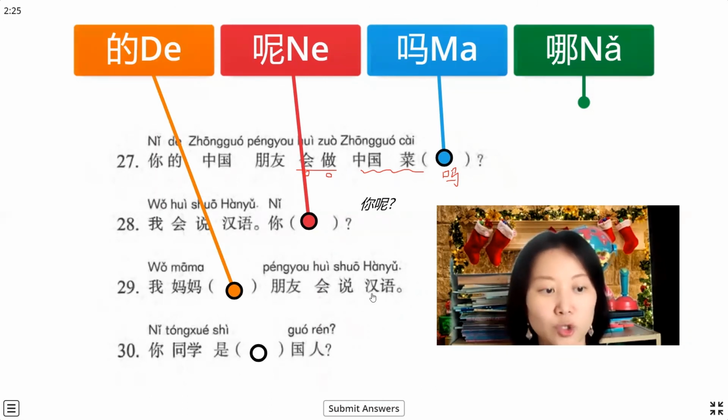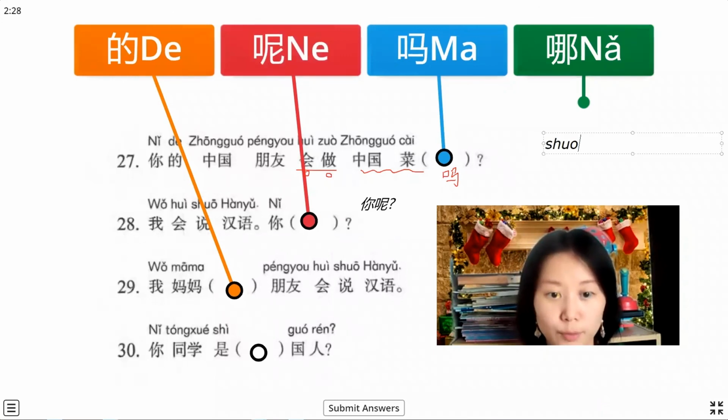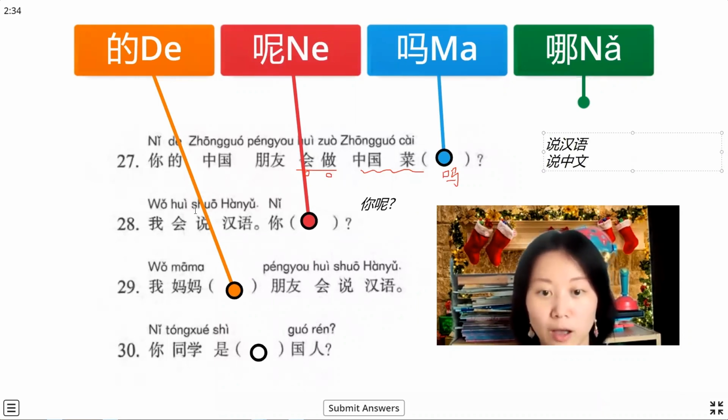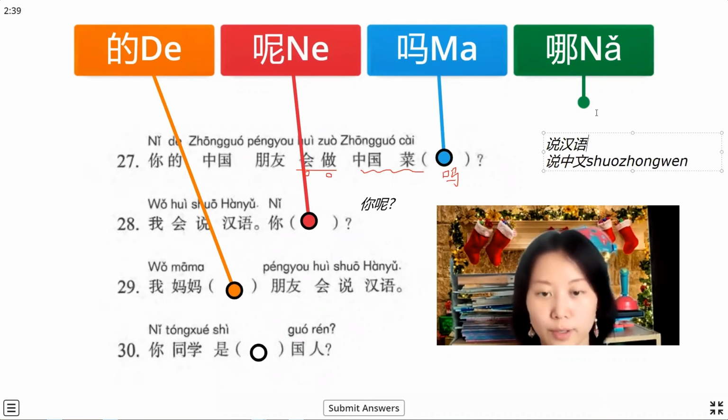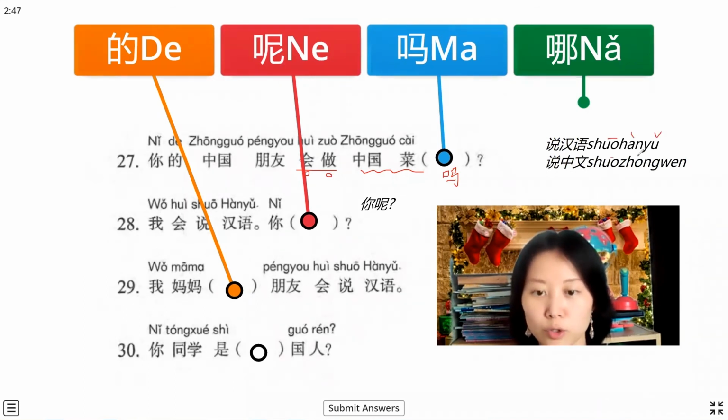Okay. And 说汉语, okay, this one. 说汉语 and 说中文 have the same meaning. That means you can just speak Chinese.